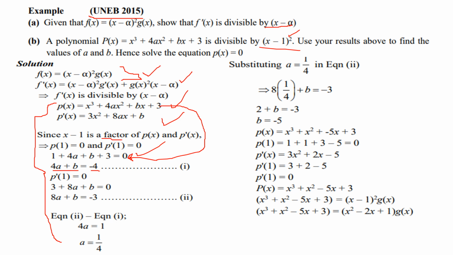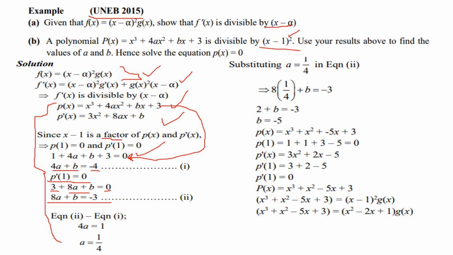You also do the same to its derivative. So substituting it into its derivative, since it's a factor, always the remainder is going to be 0. So making the substitution, you're going to have 3 plus 8a plus b being equal to 0. So collecting like terms, you're going to have 8a plus b is equal to negative 3.